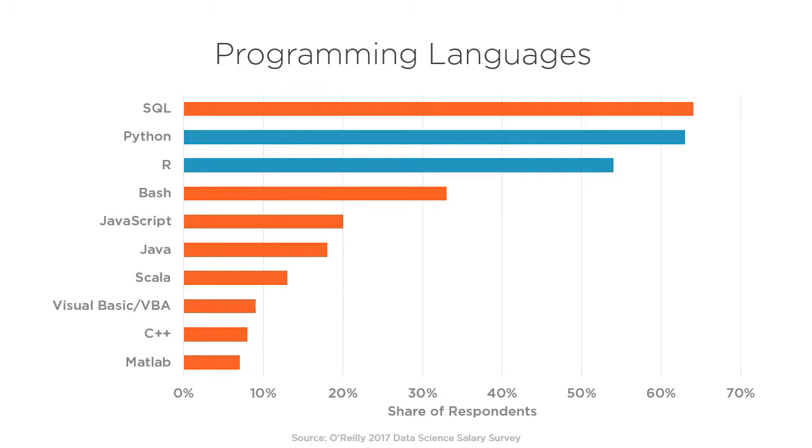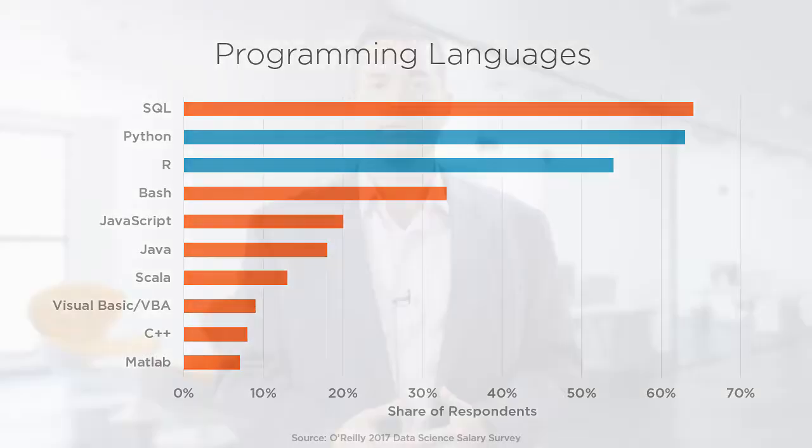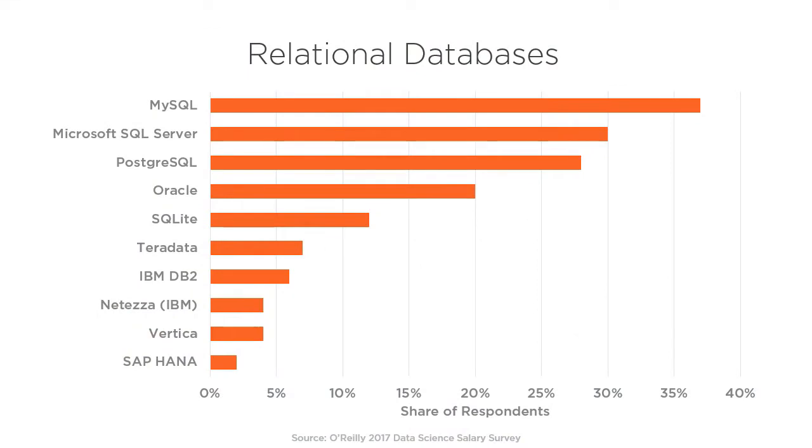R and Python are the two workhorses of the data science world. Most data scientists will generally use either one or the other in addition to SQL to perform the majority of all data science tasks. However, they each have their own strengths and weaknesses, so I recommend that data scientists learn both. For relational databases, we have MySQL followed by Microsoft SQL Server and then PostgreSQL.